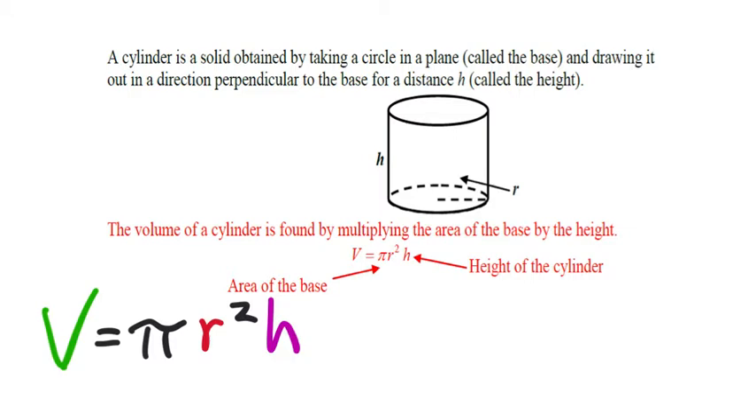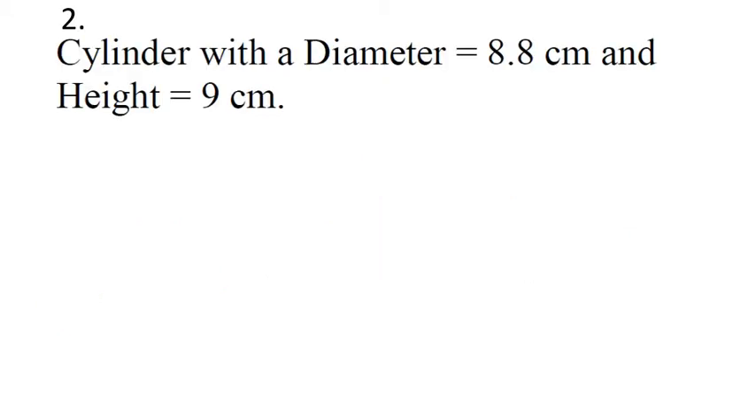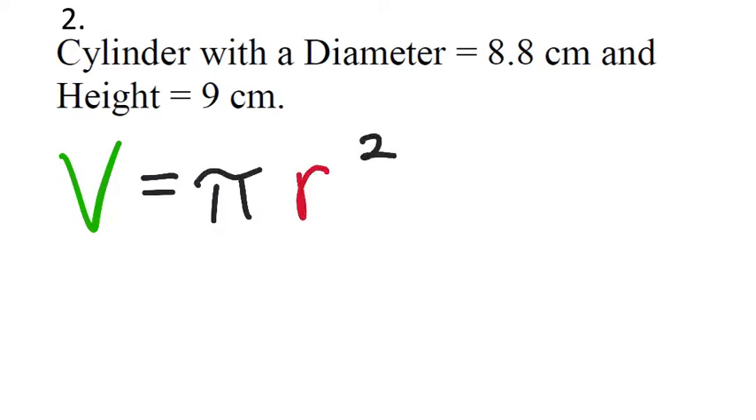But you will have to know what it is. All right, cylinder with a diameter of 8.8 centimeters and a height of 9 centimeters. And this one, we want to find the volume of the cylinder, okay? So volume, let's look at the formula here. It's pi times the radius to the power of 2 times the height.